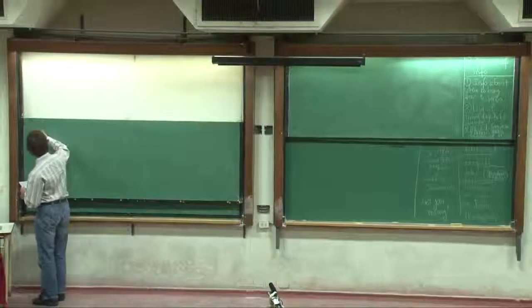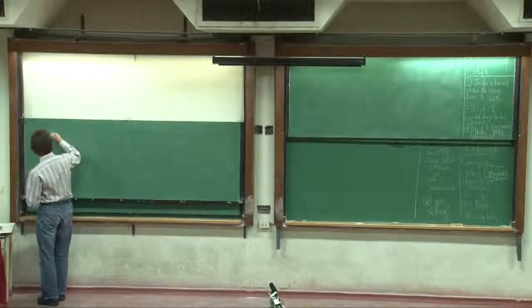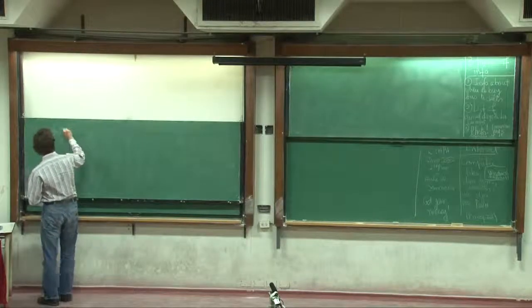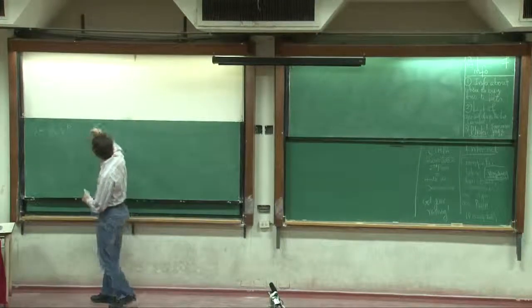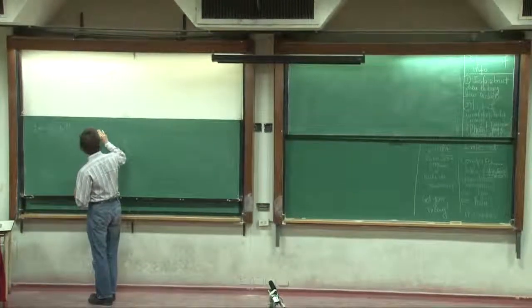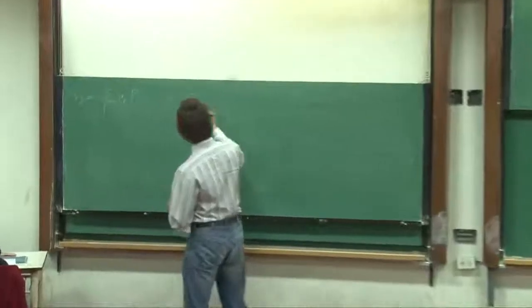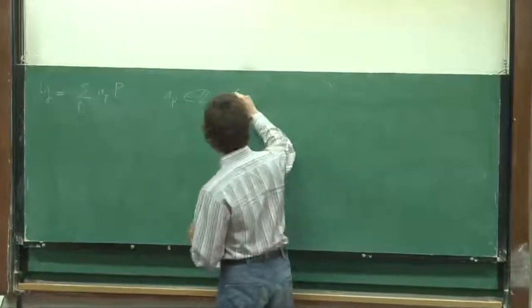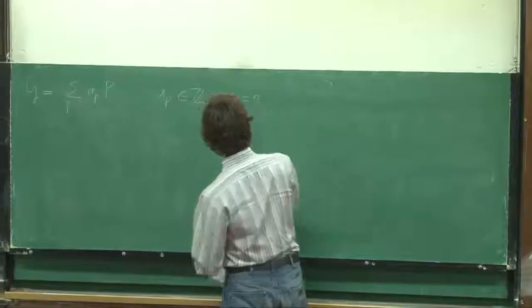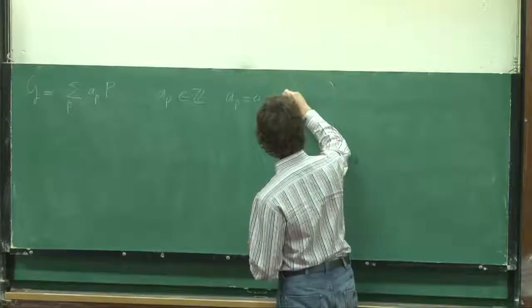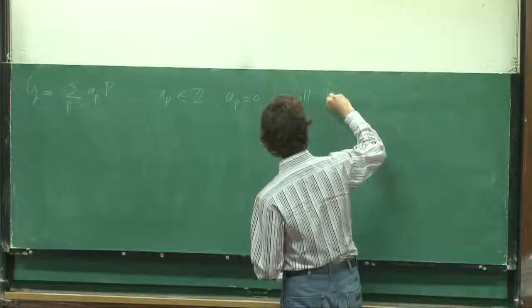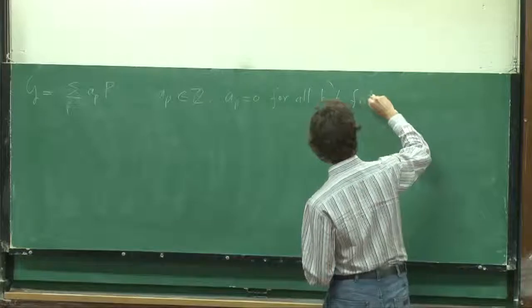Such a divisor was a formal sum of places where the coefficients are integers, and this a_P is supposed to be 0 for all but finitely many places.